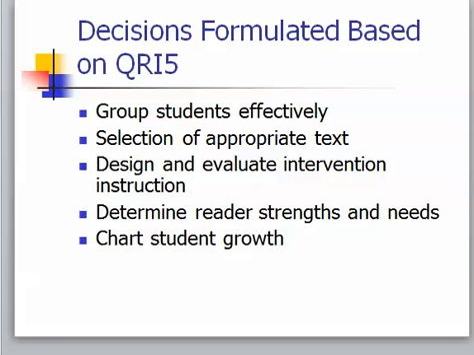Again, the decisions that I make based on my QRI-5 information is how do I group students? What text will these students be reading from? What instruction am I going to provide them? What are their strengths? And that's where I start, so I can help them to feel successful. And where and what am I going to chart?